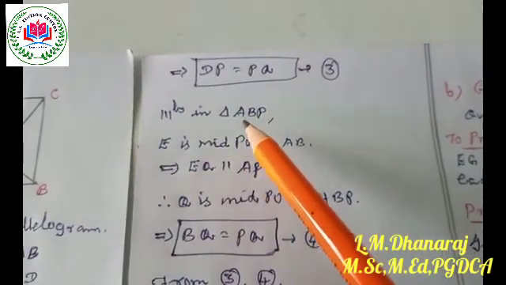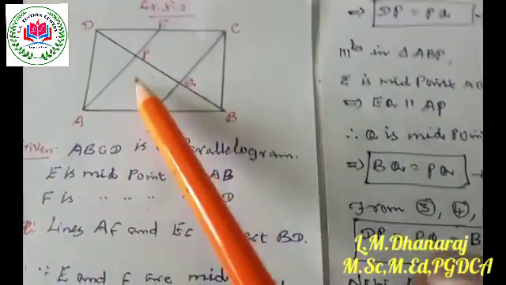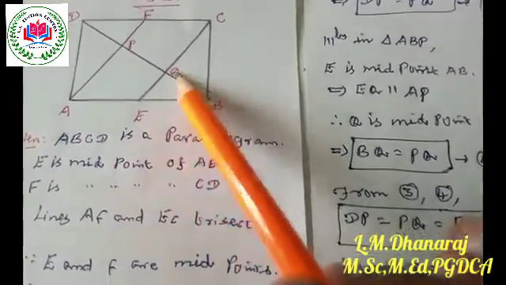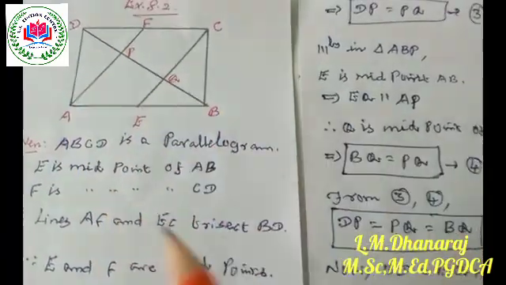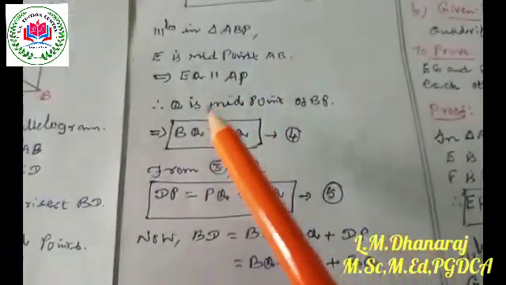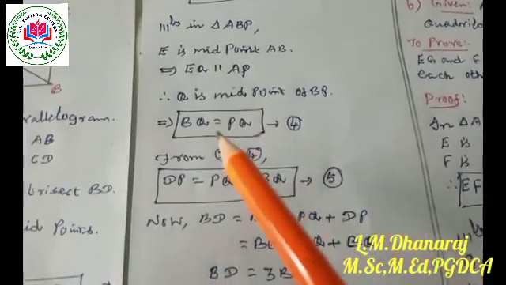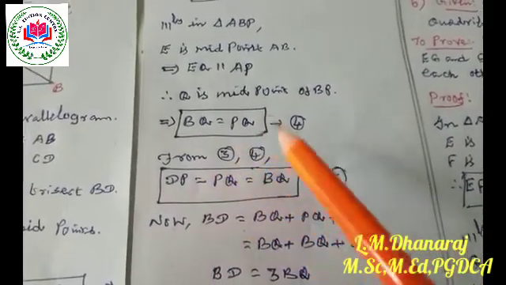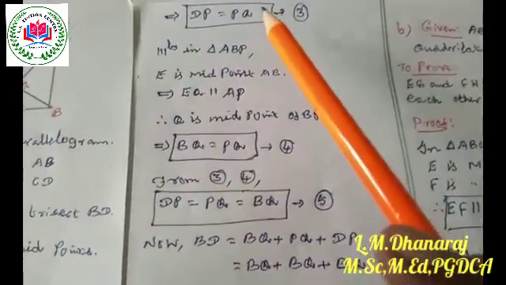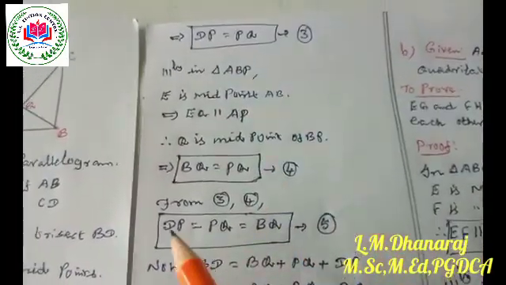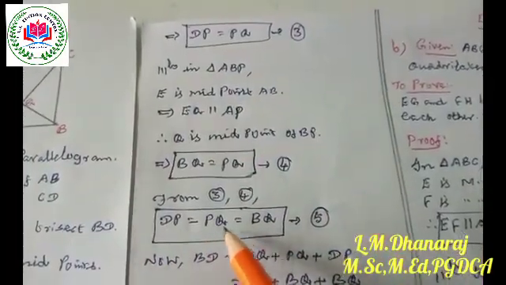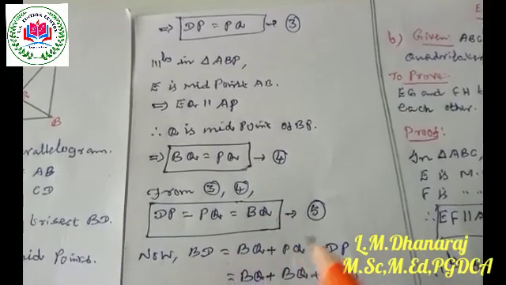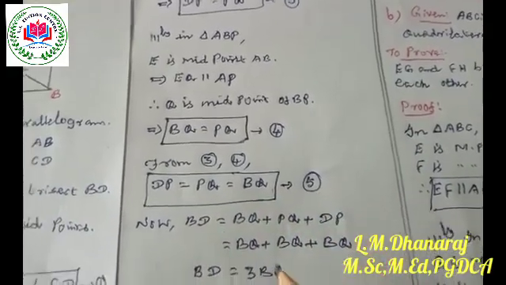Similarly, we can consider the triangle ABP. In this, we can say EQ is parallel to AP. So in that case, we can say Q is the midpoint of BP. Therefore, BQ is equal to PQ. Make it as equation number 4. So from equation number 3 and 4, we can say DP is equal to PQ and PQ is equal to BQ. Make it as equation number 5.